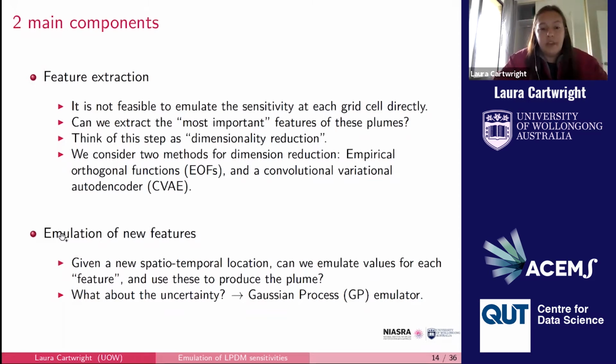And then once we've done that, on that reduced space, if we have a new spatio-temporal location, so we say, okay, I want a plume at this new location, can we use the information from the features of plumes that we already know to emulate the features of a plume at that new spatio-temporal location? And to keep track of the uncertainty while we do this, we use Gaussian process emulators, because that will give us a variance measure as well, or a standard error.